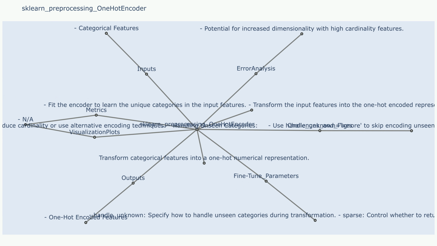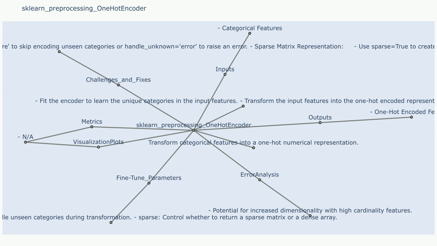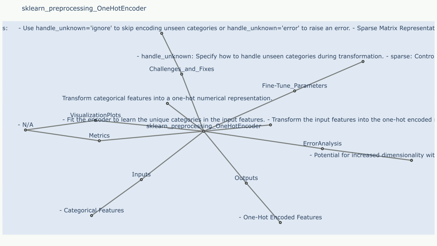Outputs. Output 1. Explain in detail transformed data with one hot encoded features, resulting in a sparse matrix or a dense array. Output 2. Explain in detail the mapping between categories and their corresponding encoded columns, which can be useful for interpreting the encoded features. Steps. Step 1. Explain in detail identifies unique categories within the input categorical features. Step 2.